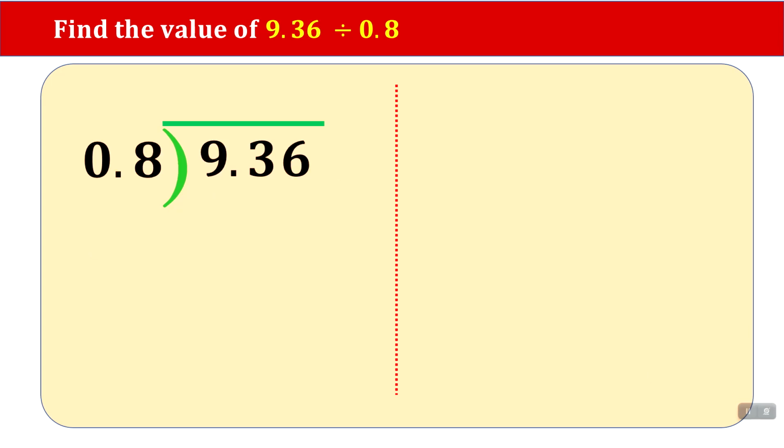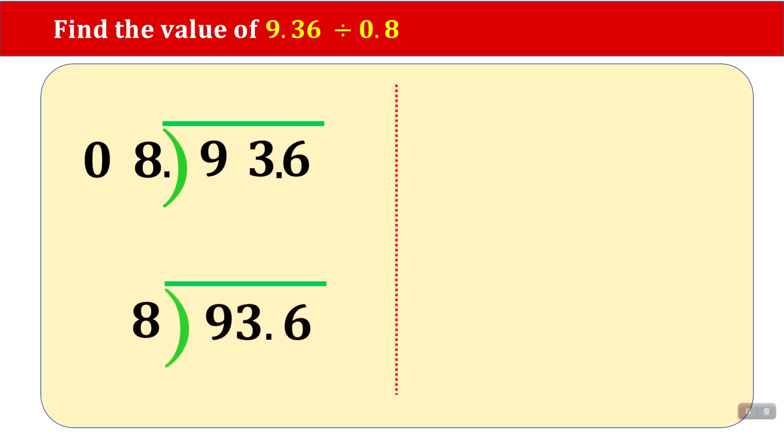Let's find the value of 9.36 divided by 0.8. Again, based on the prior questions, we know that we can change 0.8 into 8 by moving the decimal place 1 place to the right. Then we would have to move the decimal place in 9.36 also 1 place to the right. And we rewrite our question as 93.6 divided by 8. And we work out this question now.